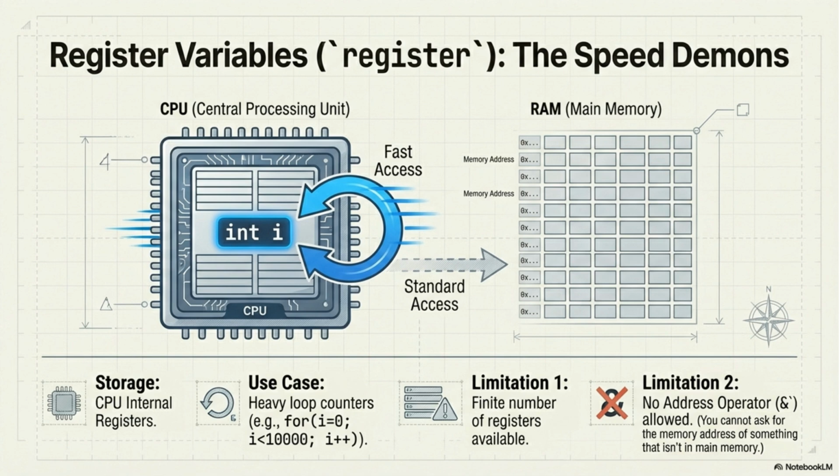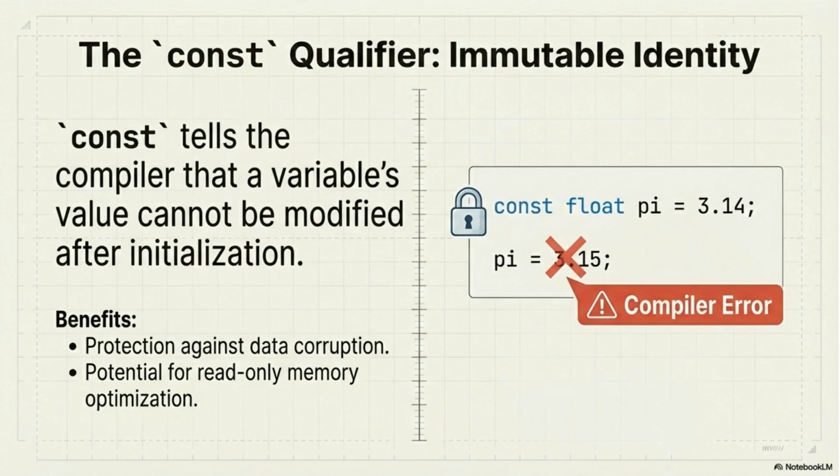Register variables are the speed daemons. They are stored in fast CPU internal registers for quick access. They are great for heavy loop counters but are limited by the number of available registers and cannot have their memory address taken. The const qualifier enforces immutable identity.